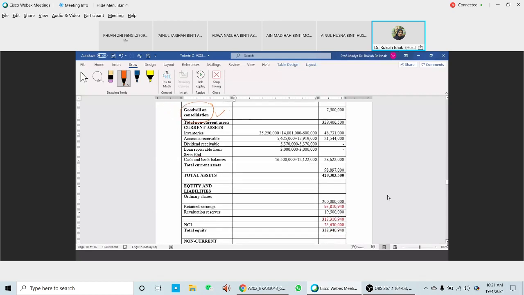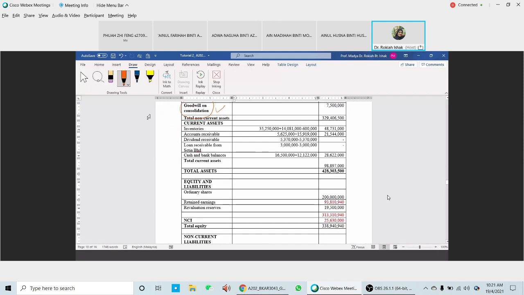Okay, and then you have the sections for equity here. If you look at the sections for the equity, all of these amounts come from your statements of changes in equity. So you're going to have RE, ordinary shares, revaluation reserve, and the NCI amount. So this one already comes from the statement of changes in equity.